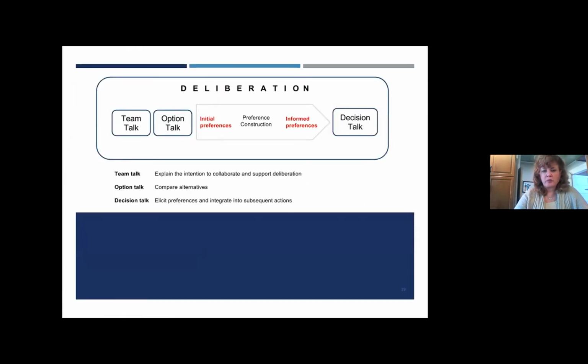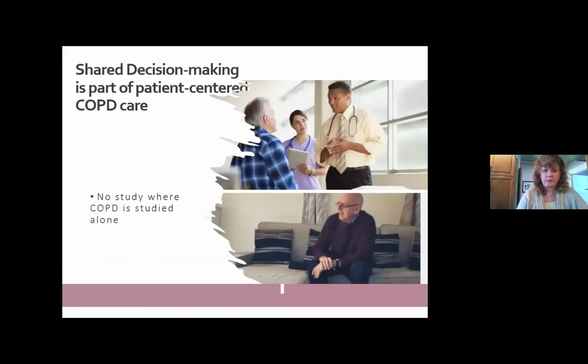And this work comes from Elwyn and colleagues, who really talk about a three-step approach to shared decision-making, in which there is team talk, where the clinician explains their intention to collaborate and discuss options for disease management, so that the individual moves from what might be their initial preferences to a more informed preference that is constructed through this shared decision-making process that culminates with decision talk, in which the clinician elicits those preferences and makes a plan to integrate those preferences into the treatment plan.